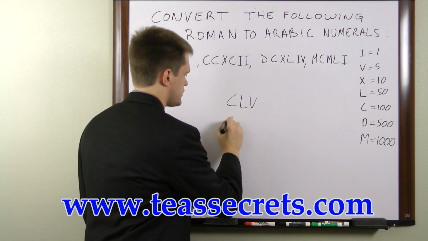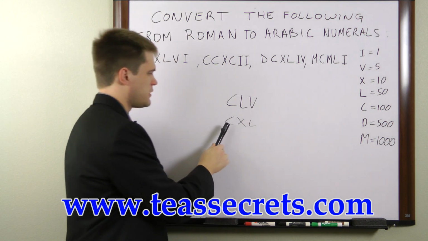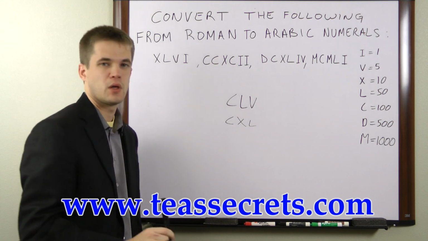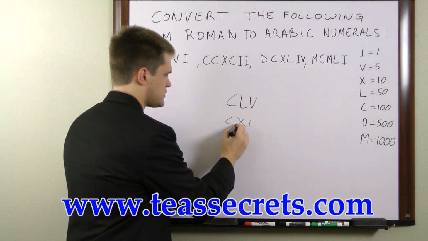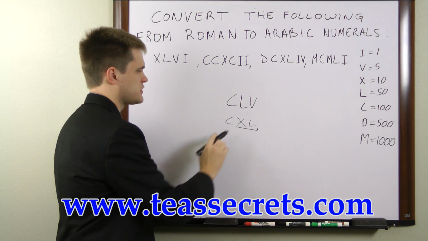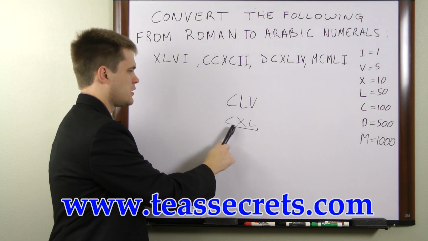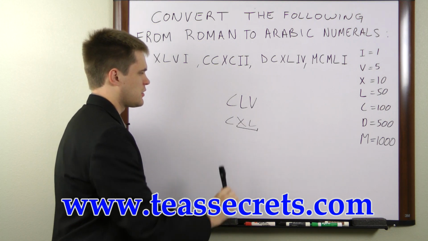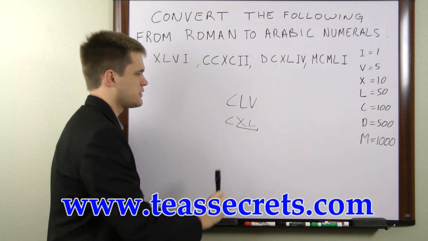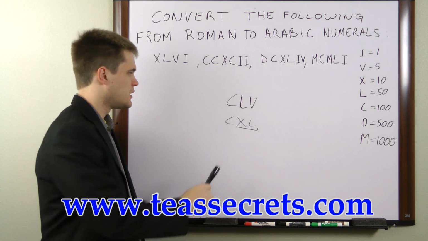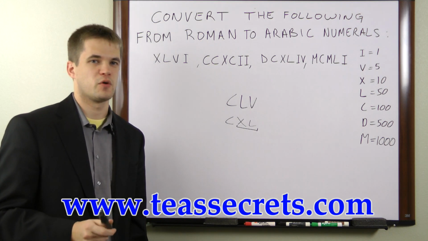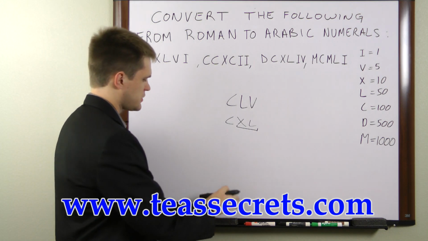If you have a number such as CXL that goes from a higher number to a lower number back up to a higher number, then you have to treat this second two numbers here as a single number. So instead of being 100 plus 10 plus 50, you have this entity here, which is equal to 50 minus 10. So XL is only equal to 40 instead of 60. So this number would be 140. So those are the three things you have to remember when you're working with Roman numerals. Let's look at the example here.